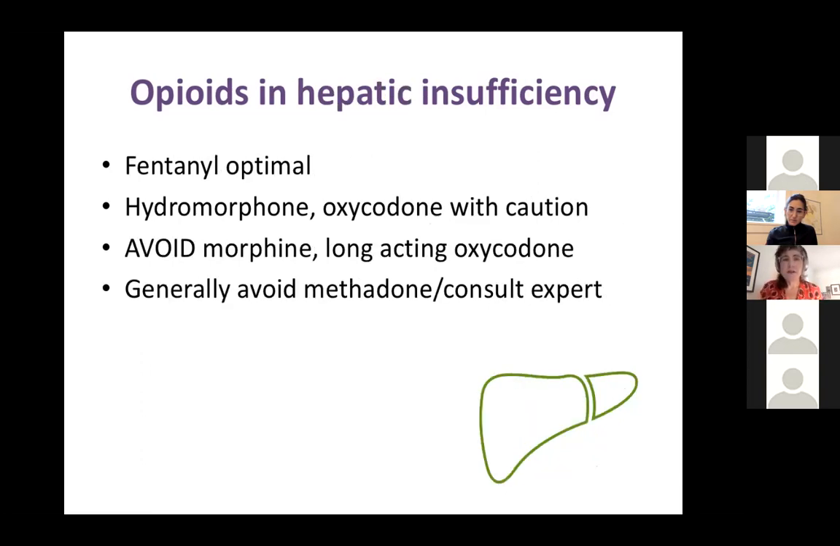In liver failure, again, fentanyl is the textbook thing, and sometimes we do use fentanyl, but hydromorphone and oxycodone are also totally reasonable to use in liver failure. Again, avoiding morphine and long-acting oxycodone, and generally avoiding methadone in liver failure, although it can be used generally by experts.